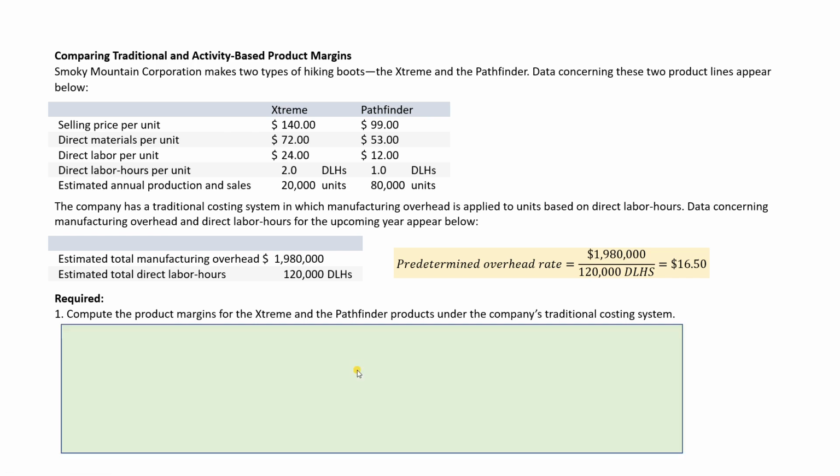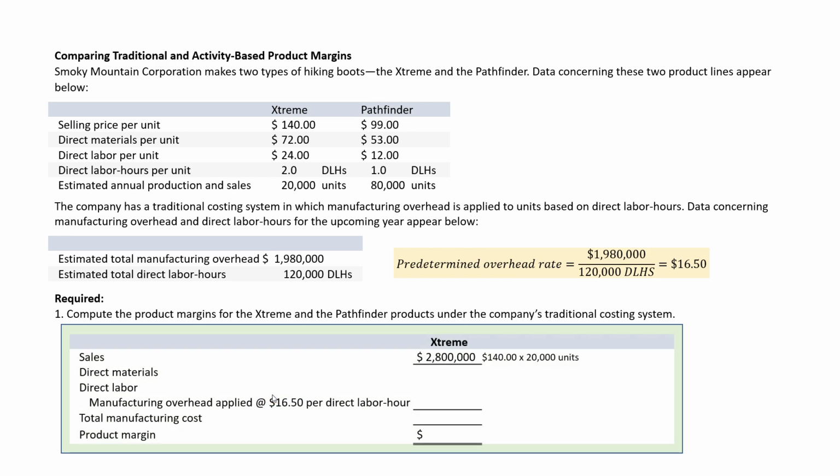So let's go ahead and work on calculating the product margin, and I'm going to do it only for Extreme, so you get an example of this and can do Pathfinder on your own. Product margin is sales minus all costs. Let's start with the sales. Extreme is a $140 selling price per unit times 20,000 units, for total sales of $2,800,000. Direct materials, 20,000 units times $72 per unit, is $1,440,000.